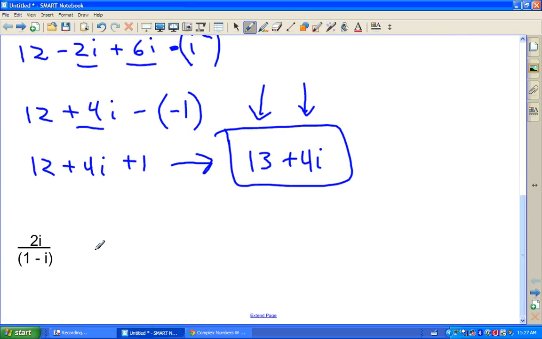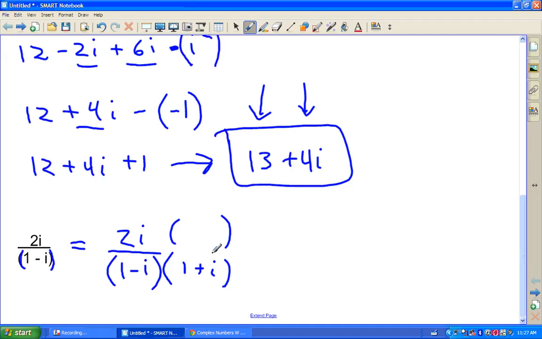We'll do some division as well, and division is a little bit more complicated because standard form dictates we get this 1 minus i out from underneath the radical. And the trick to doing that is, let's rewrite it first of all, 2i on top, 1 minus i on the bottom, is we would multiply top and bottom by 1 plus i. There's a reason for this, okay?